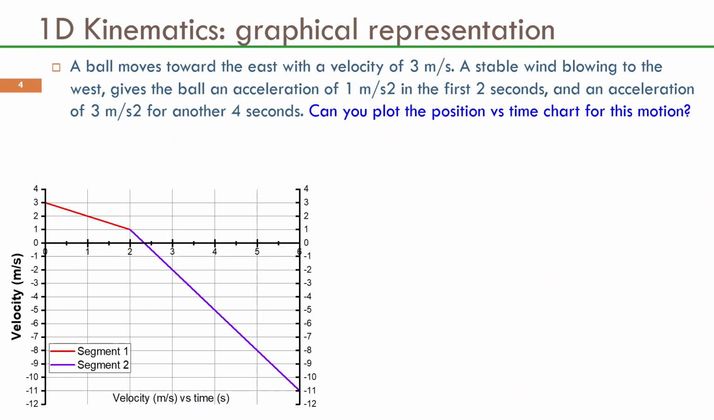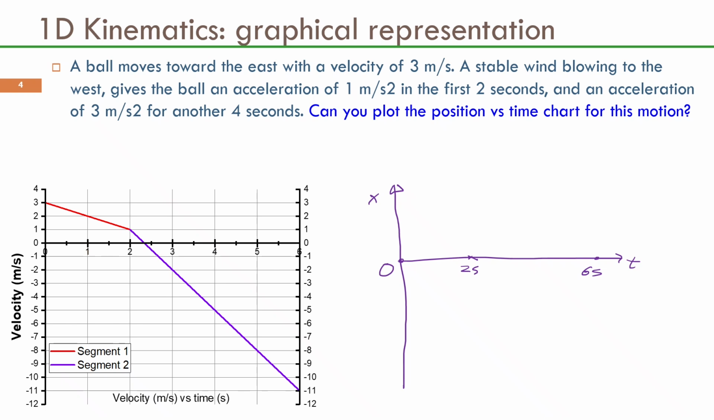But can we get the position versus time chart? We can do the same thing. So let's plot the position versus time chart. We can say the initial position is basically 0. And we can also find the position at 2 seconds and 6 seconds. We have done the calculation last time, so this time I'm going to go much faster.